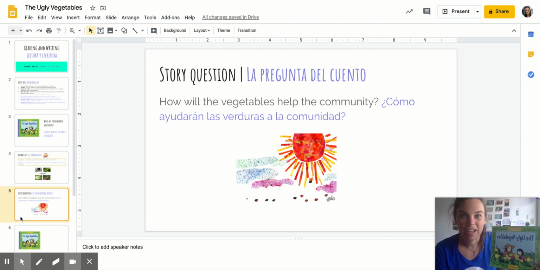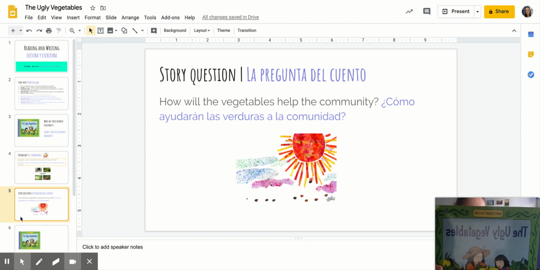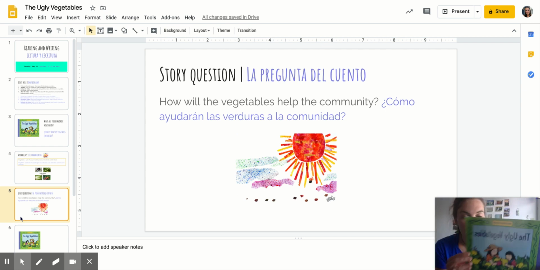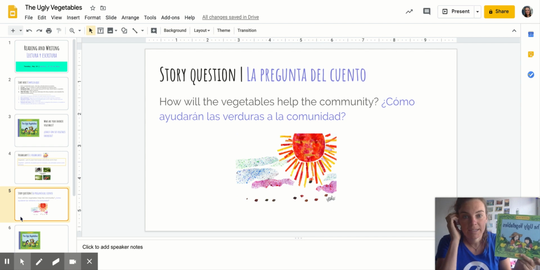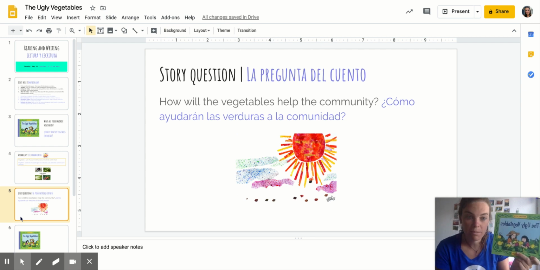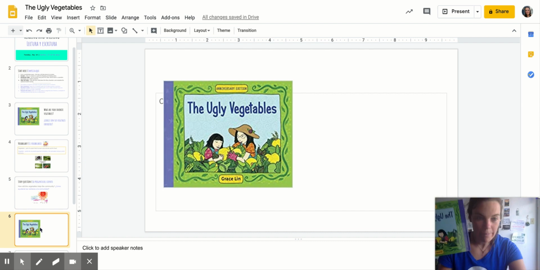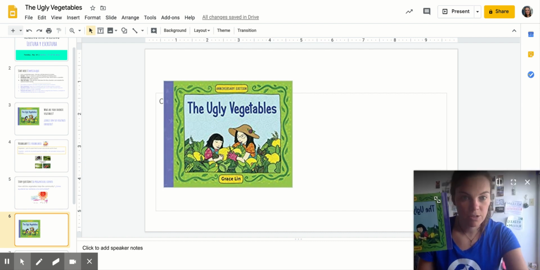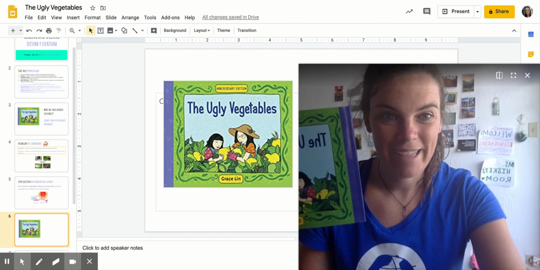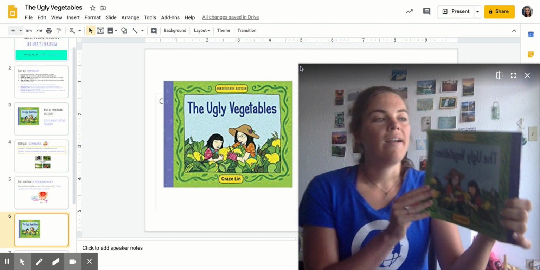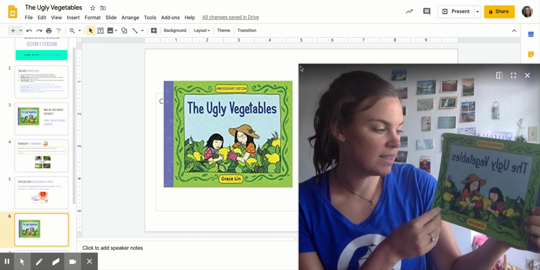All right, our question for today is, how will the vegetables help the community? So right here we just see a girl and her mom, but during the story we're going to get to see how their whole neighborhood and their whole community gets helped by these ugly vegetables. All right, I'm going to make my picture a little bit bigger so that you can see the story, and we'll get started. The Ugly Vegetables by Grace Lin.